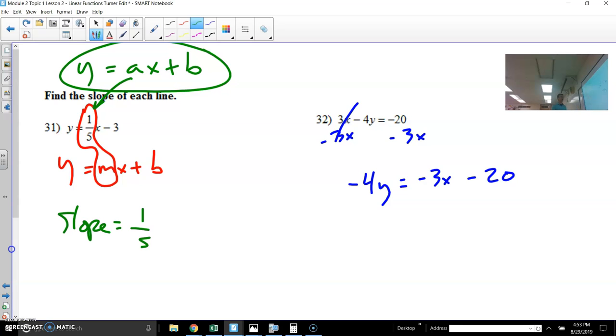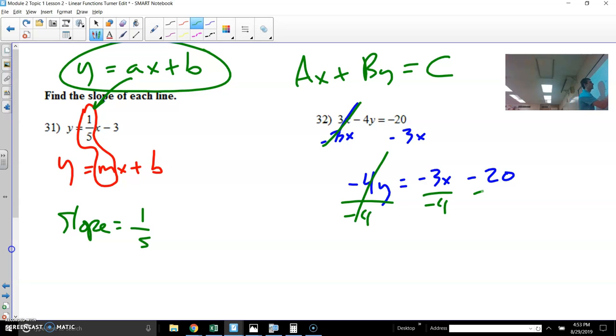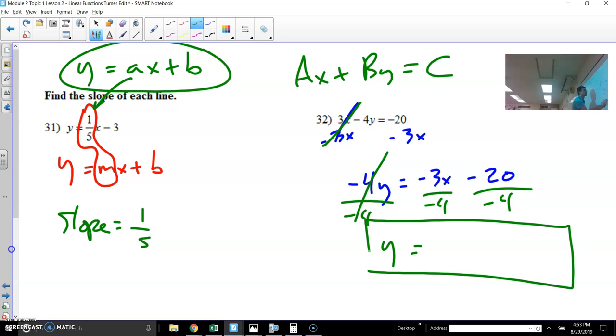But in number 32, this is what we call standard form, where basically all of the variables are on the same side and they come out to equal some type of integer. So I've begun to solve for y by subtracting 3x to the other side. And now if I really want y by itself, I want to divide by negative 4. So I want you to tell me what that would be, and then the question really wants the slope. So what would you say the slope is of that equation?